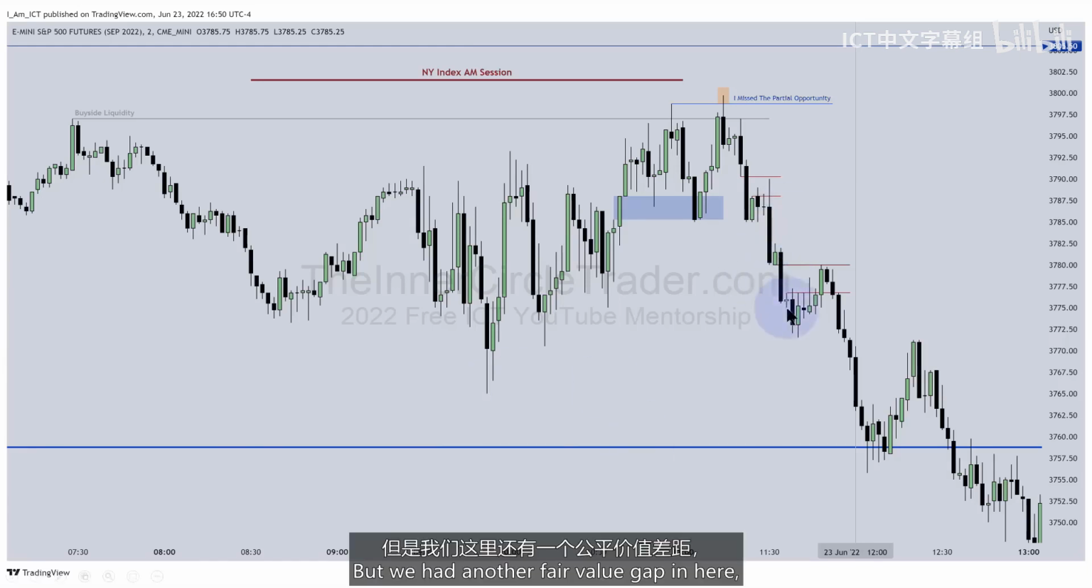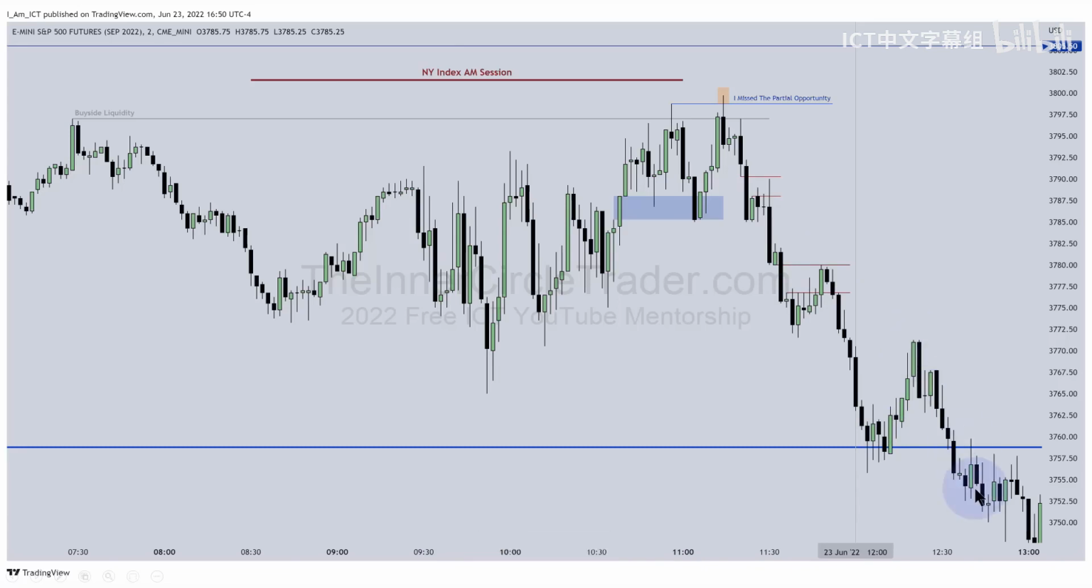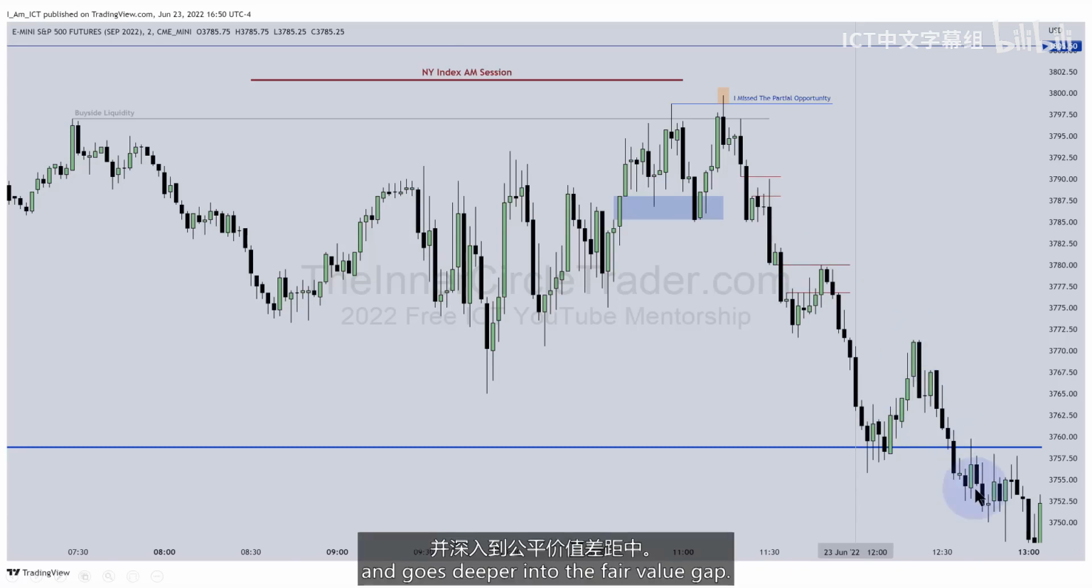But we had another fair value gap in here. Trades up into that nice closure perfectly, and runs down to the top of the fair value gap on that 15-minute time frame. One more little bounce in, then rolls over and goes deeper into the fair value gap.